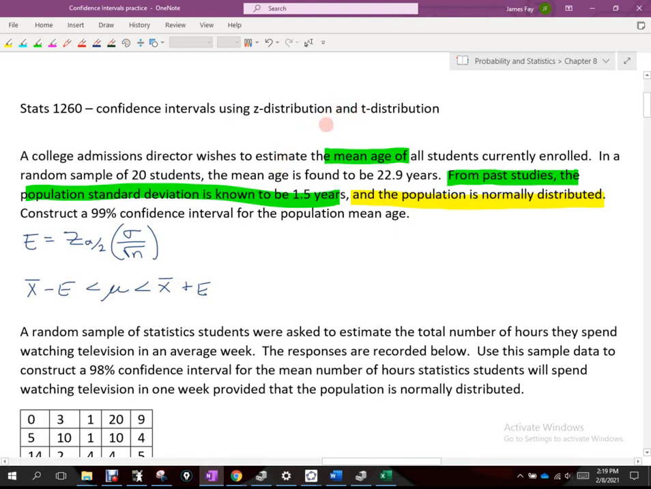So now what we want to do is figure out, well, what is the point estimate? 22.9. And what we're talking about there is that is the mean of those 20 students. If I were to take another 20 students from this population and calculate their mean, it's probably going to be different than 22.9. Does that make sense? If I do it again, it's probably going to be different than 22.9 or that second number that I found, the second sample I found. So this number is going to vary per sample.